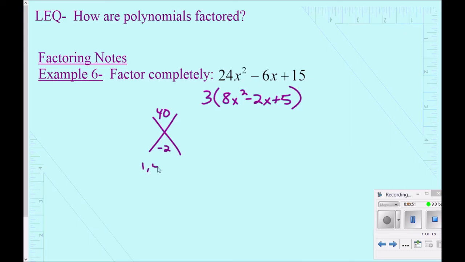40: 1 and 40, 2 and 20, 3 doesn't go in, 4 and 10, 5 and 8, 6 and 7 don't go in. Now I'm at 8. So those are the list of factors. If I check each one of those sums, none of them are going to give me -2. So that means that this trinomial 8x squared minus 2x plus 5 doesn't factor. So if it doesn't factor, then I can't factor this any further. That would be my final answer.